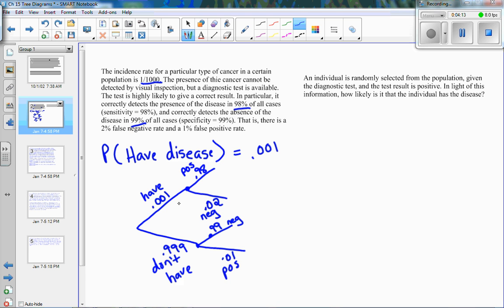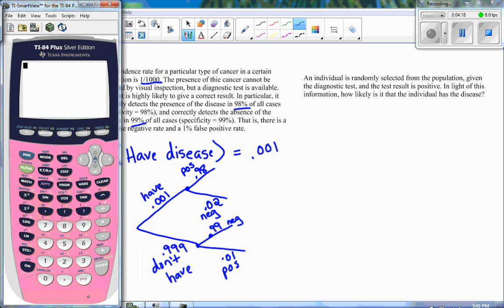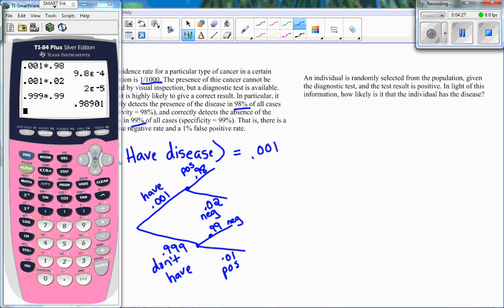Now what you're going to do next is take these branches and multiply those probabilities. Have the disease and test positive, so we multiply those two things, and I get 0.00098. The next one down, 0.001 times 0.02, we got 0.00002, so be careful with how you interpret these. That's 2 times 10 to the negative 5, five places to the left.